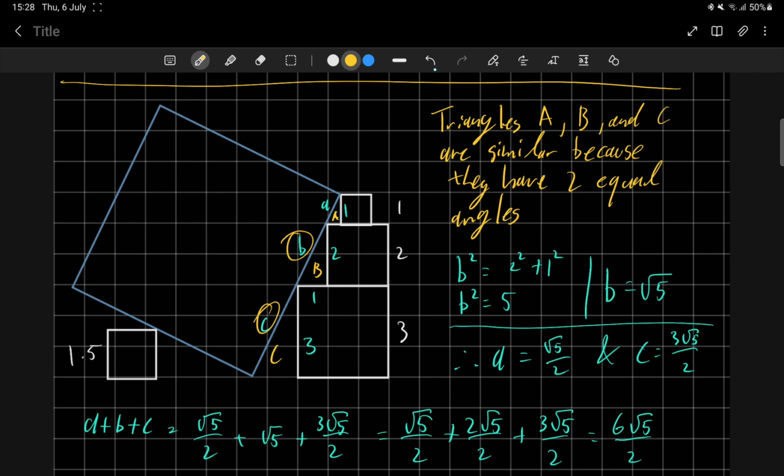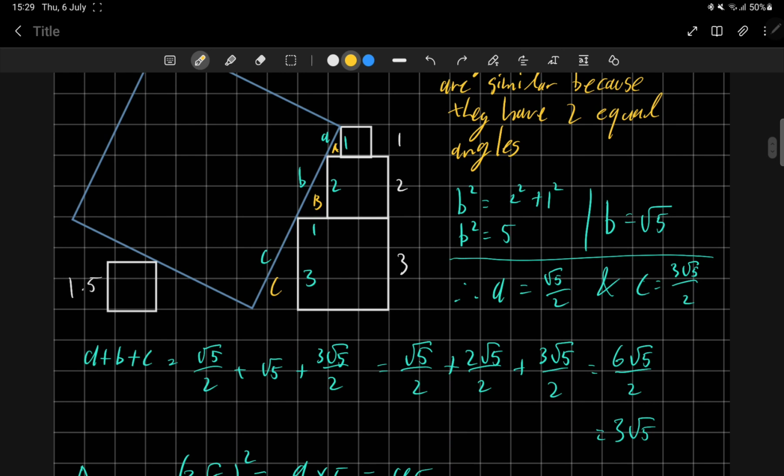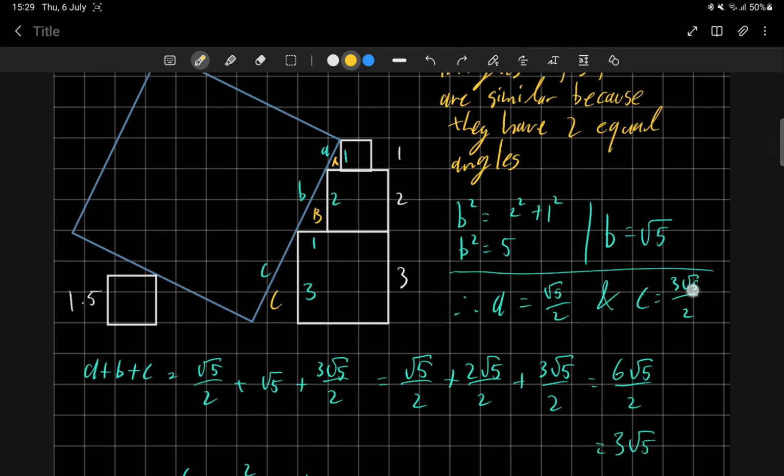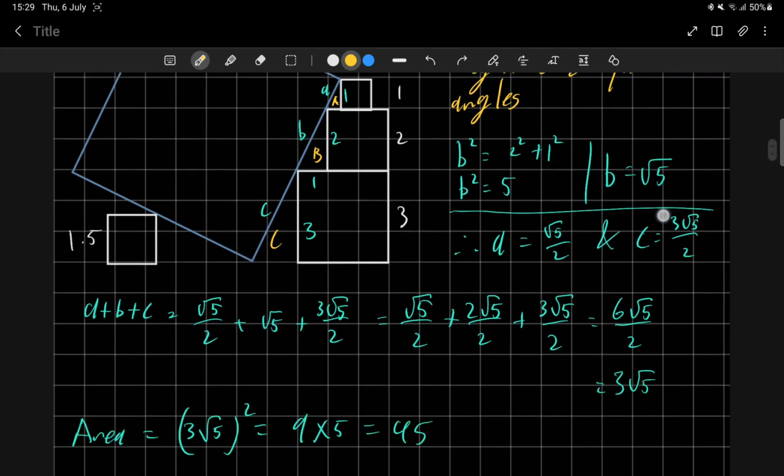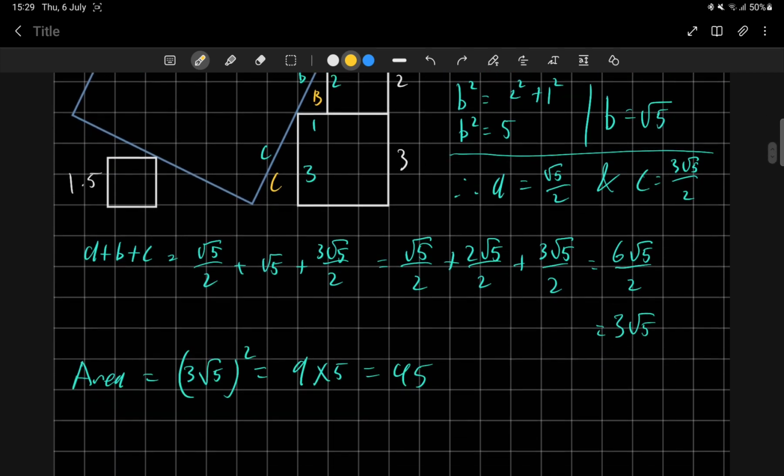Once I know what a, b, and c are, I can just add them together. A plus b plus c gives me 3 times the square root of 5. The area of the gray square is just a plus b plus c, squared. So 3 times the square root of 5, squared, is the same thing as 9 times 5, which is 45. So this one was a little bit tricky. It took me a bit to figure it out.